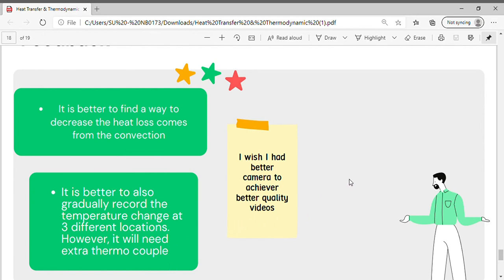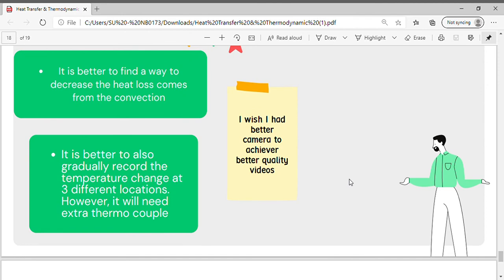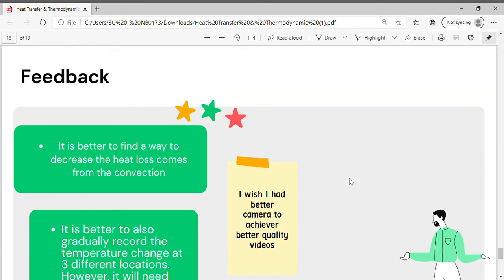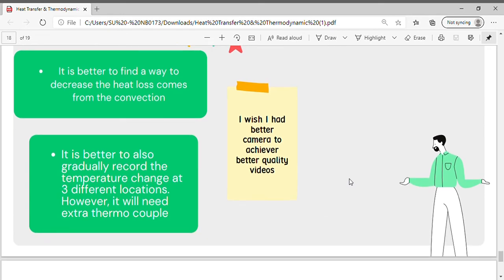And also I wish I had a better camera to get better quality video, so people could see my experiment with better understanding.